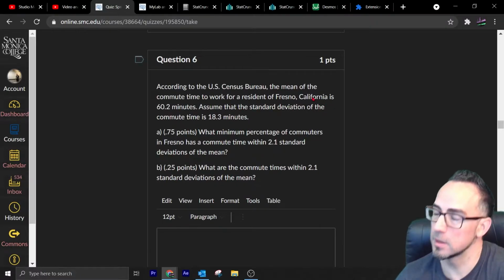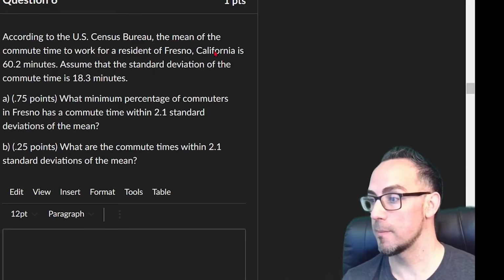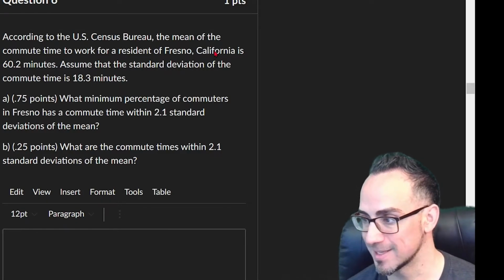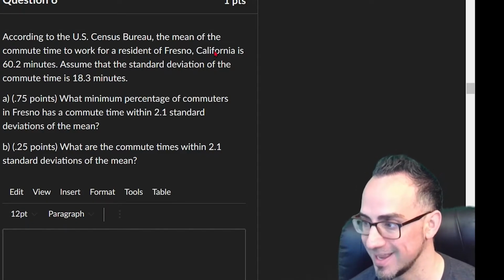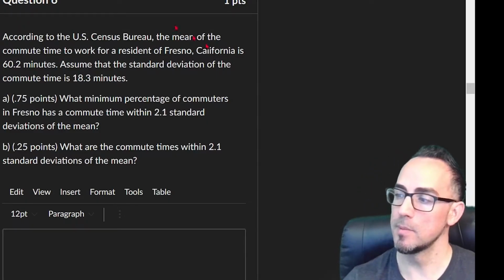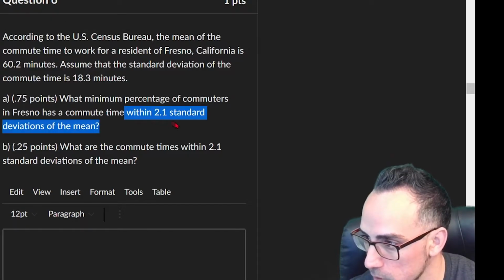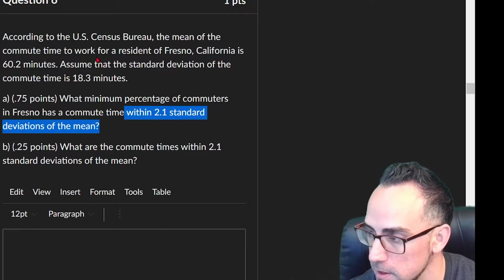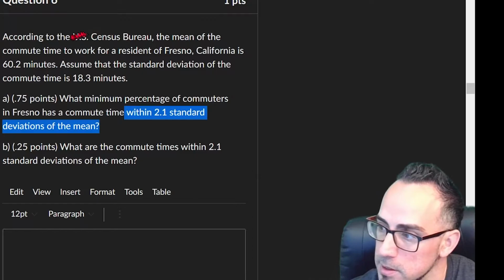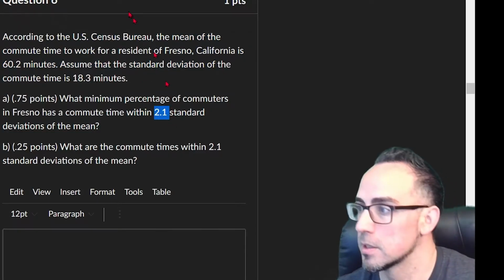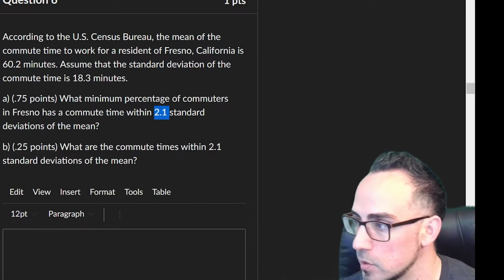Next question. According to the US Census Bureau, the mean commute time to work for a resident of Fresno is 60 minutes. Assume a standard deviation of 18. What minimum percentage of commuters in Fresno has a commute time within 2.1 standard deviations? This is definitely Chebyshev's inequality. It never says that it's normally distributed. Also, 2.1 is a weird number for the empirical rule.